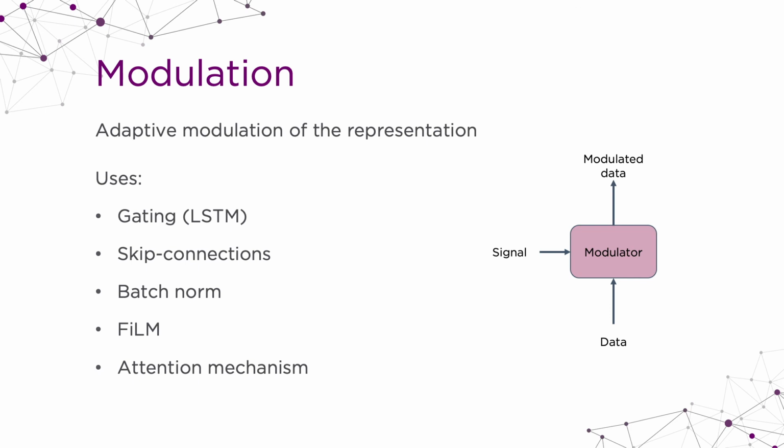We can also use batch norm, which will do some statistics to normalize your representation. FiLM is a variant that is adaptive. It will do batch norm, but according to the data that you have as an input. It's an adaptive version of batch norm. And also you have attention mechanism that you will see on Thursday that are very powerful modulation techniques.